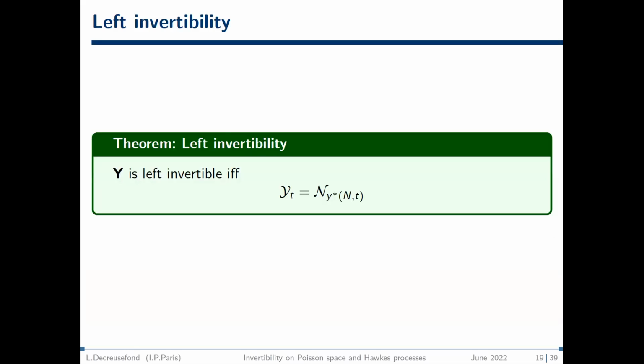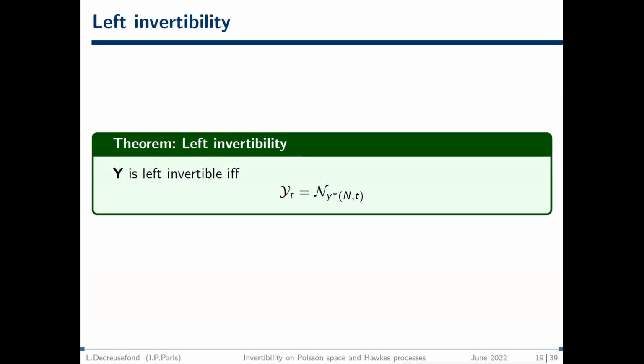And you have a first theorem, which is that Y is left invertible if and only if the filtration, the history of Bob, coincides with the history from Alice's point of view. That means that if Y is left invertible, Bob can retrieve the clock of Alice. What it means.